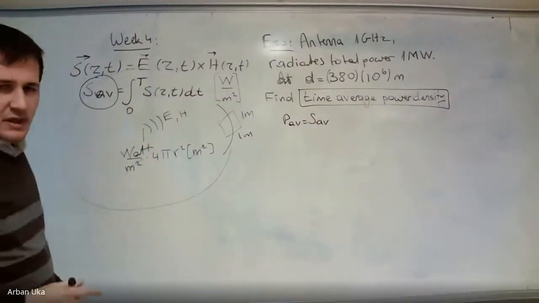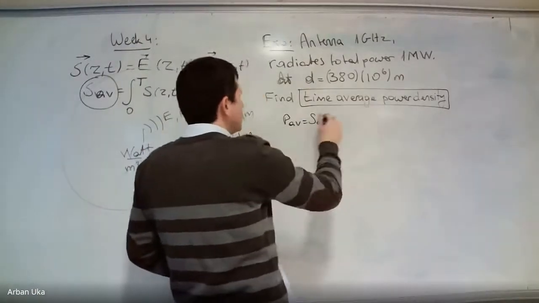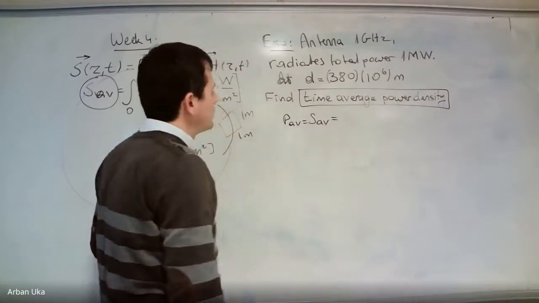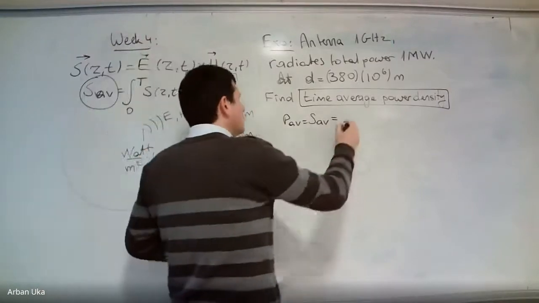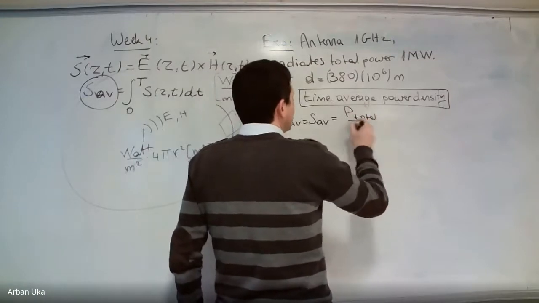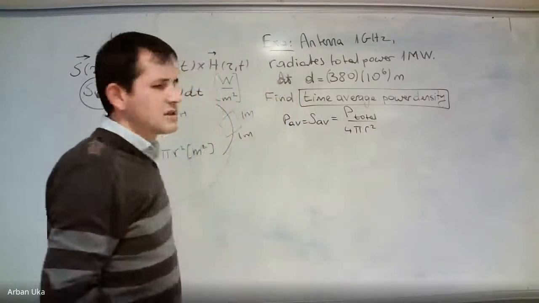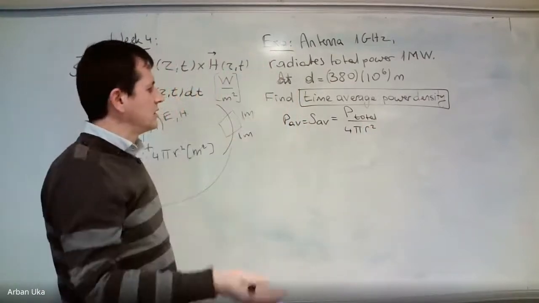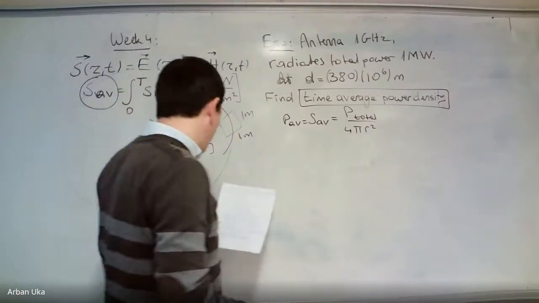We denote this one sometimes by S or by P, but since this is a power density, let's write it like this. The Poynting vector is often also denoted by an S. So this would be equal to the total power divided by 4 pi r squared. If this is the total power, we divide by the total area, and we find what is going to be per unit meter squared.